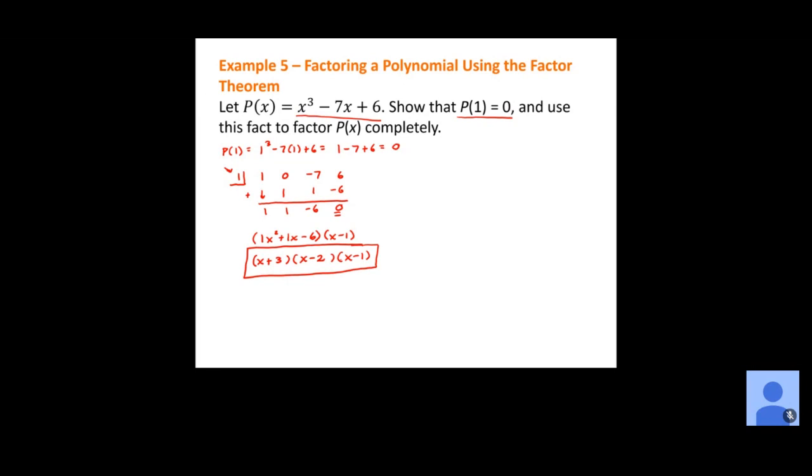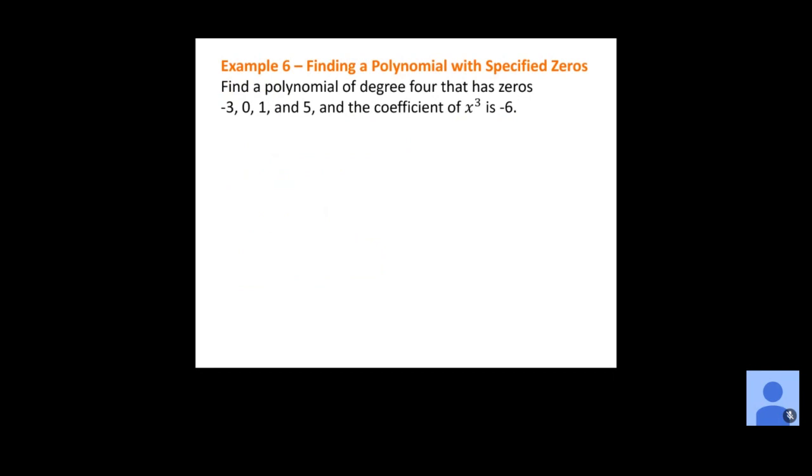All right, and this process is going to keep coming back because as we get into 3.4 and 3.5, we're going to be looking at polynomials of even higher degree, figuring out how we find those zeros that would work, doing the synthetic division, and then getting it down to something where we can actually factor it all the way out. All right, example 6, this is the last one from this section. We want to find a polynomial of degree 4 that has zeros of negative 3, 0, 1, and 5. Then it tells us here the coefficient of our x cubed needs to be negative 6. We're going to deal with that at the end.